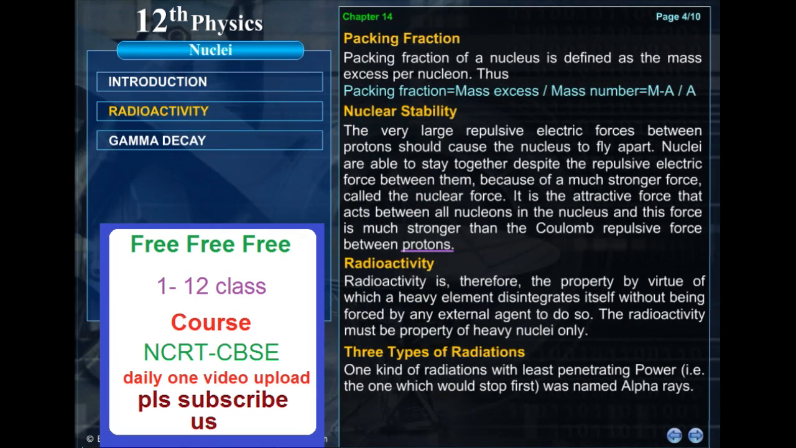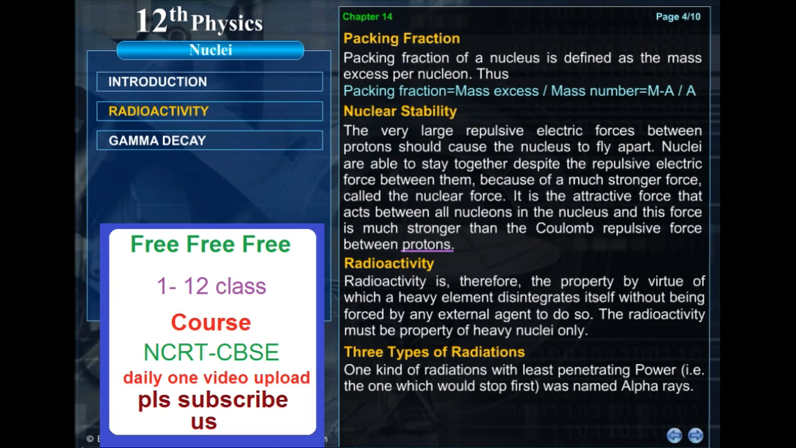Packing fraction. Packing fraction of a nucleus is defined as the mass excess per nucleon. Thus, packing fraction is equal to mass excess by mass number, which is equal to (M minus A) by A.